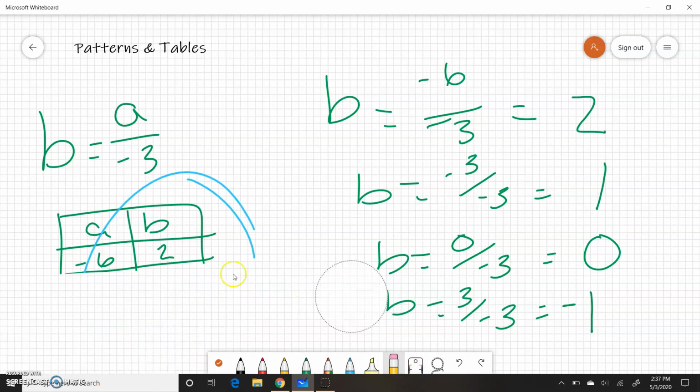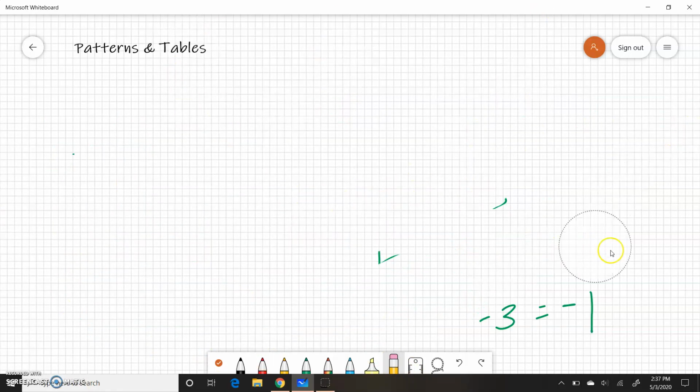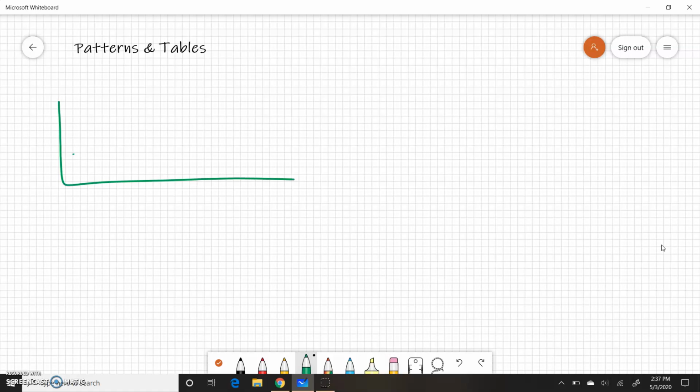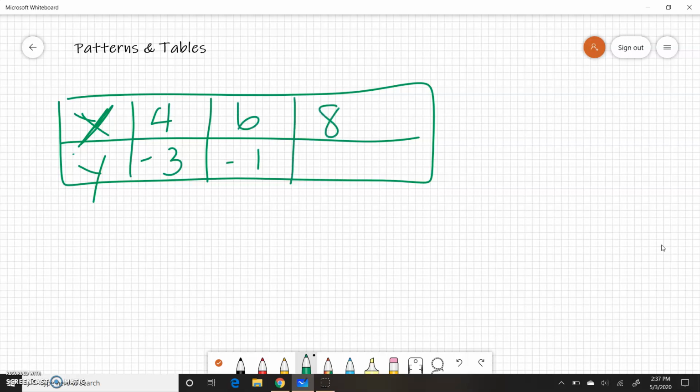Okay, the last type of question you're going to have today, they are going to give you a table and they're going to ask you to write the equation or the rule. So sometimes instead of calling it an equation, they'll call it a rule and they'll want you to solve for that. So let's see. They're going to give you a table like this. X and then Y. Okay, and then they'll have 4, -3, 6, -1, 8, 1, 10, 3.